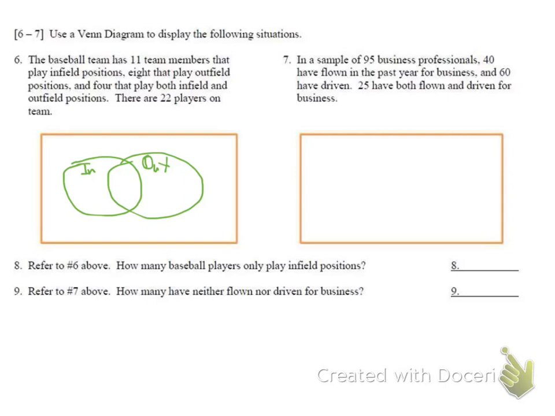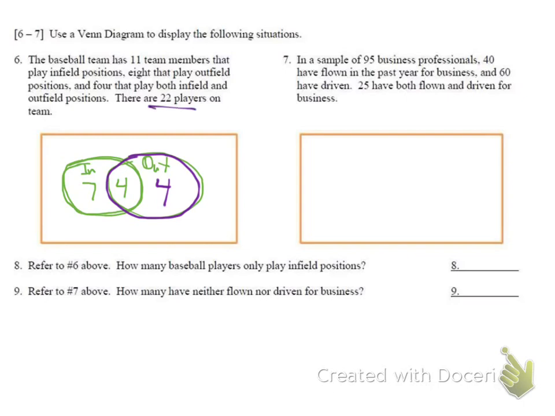So I'm going to start with both in the overlap because that goes right here. Now 11 play infield, so that means within the infield circle I need to have 11 total. Well, 4 of them play both, so that leaves me 7 in order to get the total of 11. Now, if I look at the outfield, I have 8 play outfield. 4 of them already play both, so to get that total, this would have to be 4.